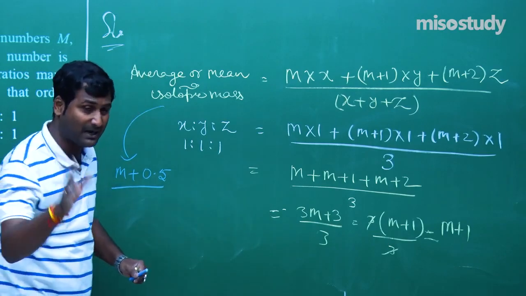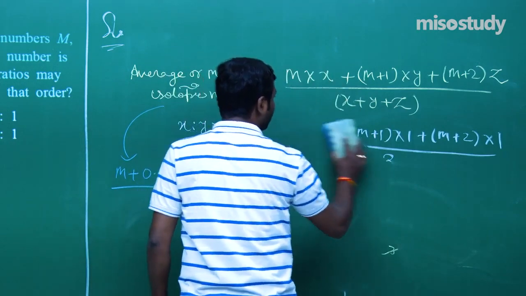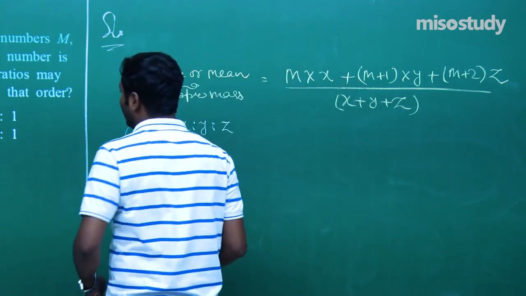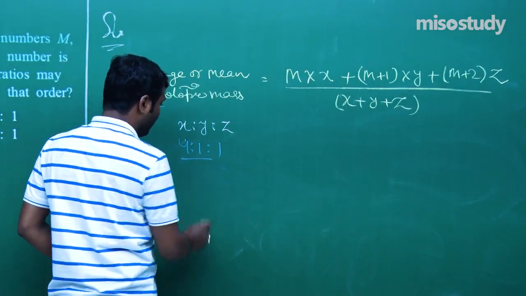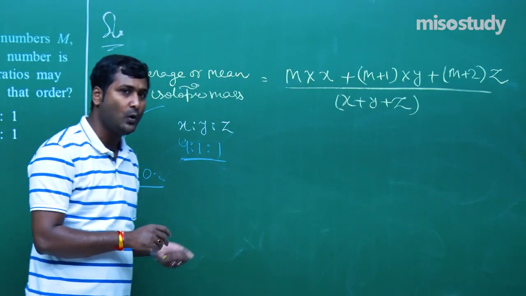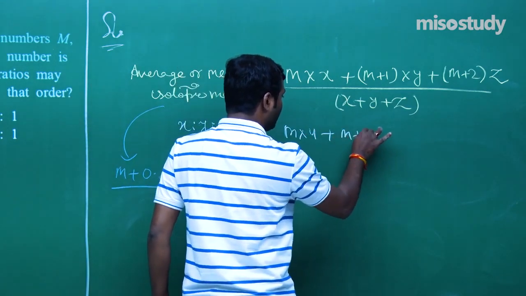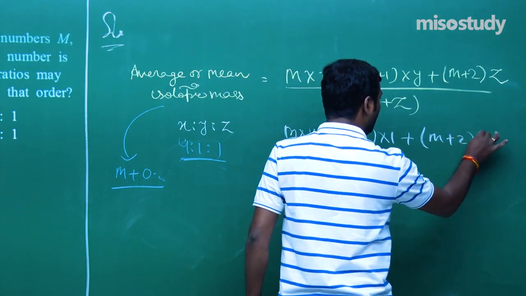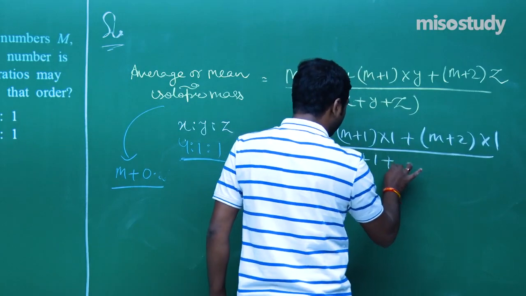This is the best method. I am giving you the best solution for such kind of questions. Now let's check the second option. Here the second option has the ratio 4 to 1 to 1. Am I right, my friend? Yes, sir. Put the value: m into 4 plus (m plus 1) into 1 plus (m plus 2) into 1, upon x plus y plus z, that is 4 plus 1 plus 1.